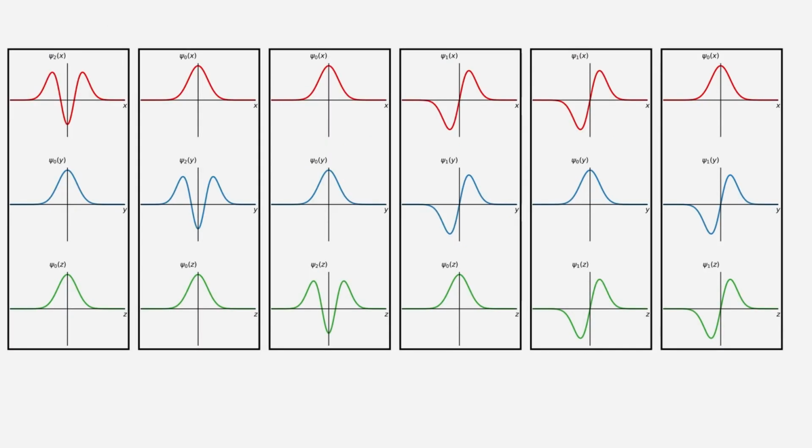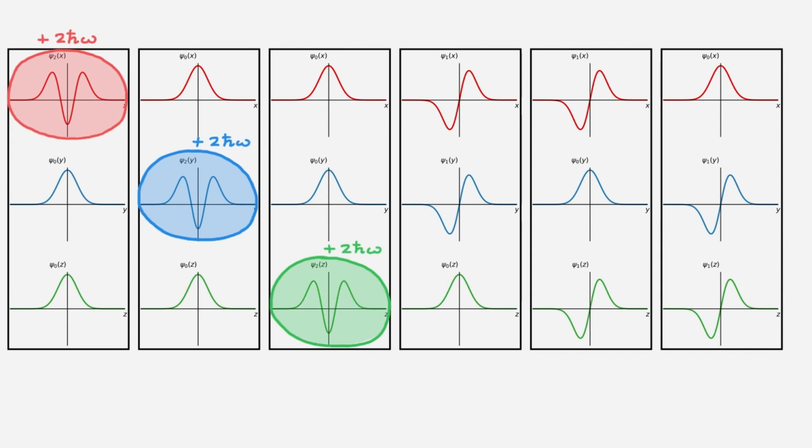Let's visualize the 6-fold degenerate second excited state with the usual diagrams. The first column corresponds to the case where the system reaches the second excited state by adding 2 quanta of energy along the x direction. The second column shows the distinct excited state in which the 2 quanta of energy are added along the y direction, and the third column is the same thing but for the z direction.